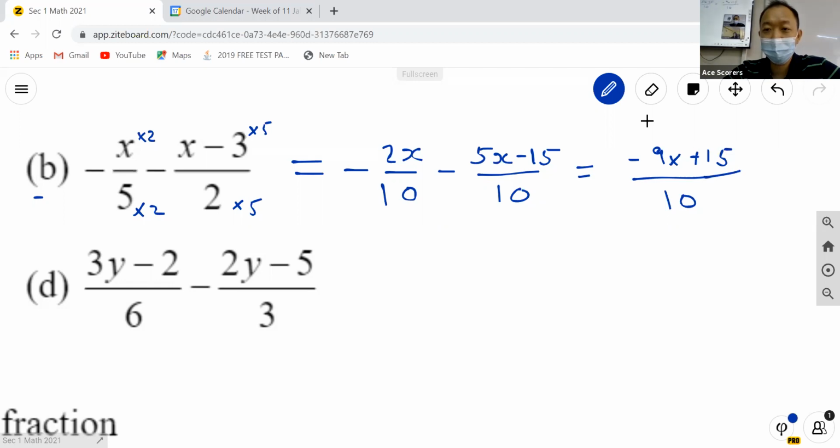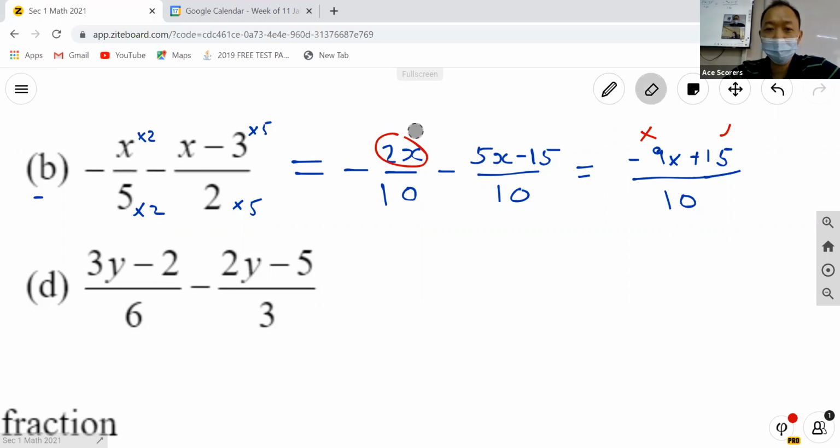Wrong. This one correct, this one wrong. Okay, this is correct because it's negative times negative, you get positive, right? But how come you got negative 9? I don't know. Well, you see, what do you have? You have a negative 2. It's supposed to be 3x.